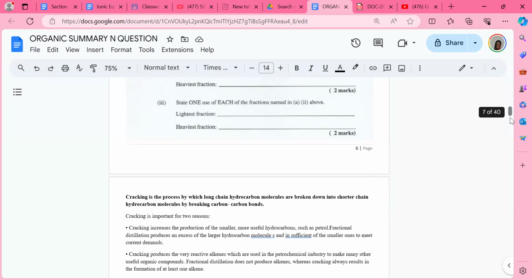Say one use of each of the fractions named in A2 above. Lightest fraction, what do we use it for? All right, so we use it as fuel for cooking. You need to specify fuel for cooking. I know it's weird, but cooking is vague. Heaviest fraction, what is bitumen used for? Road surfacing and roofing. All right, very good. So we have concluded the first section.